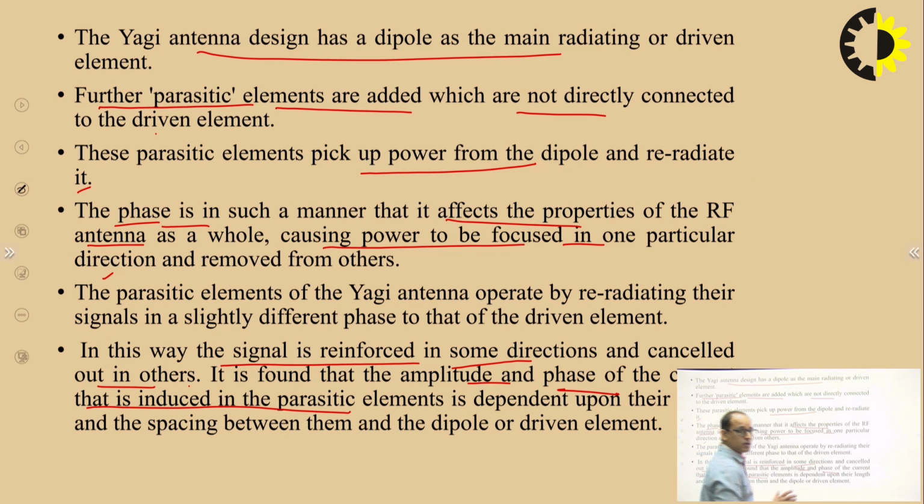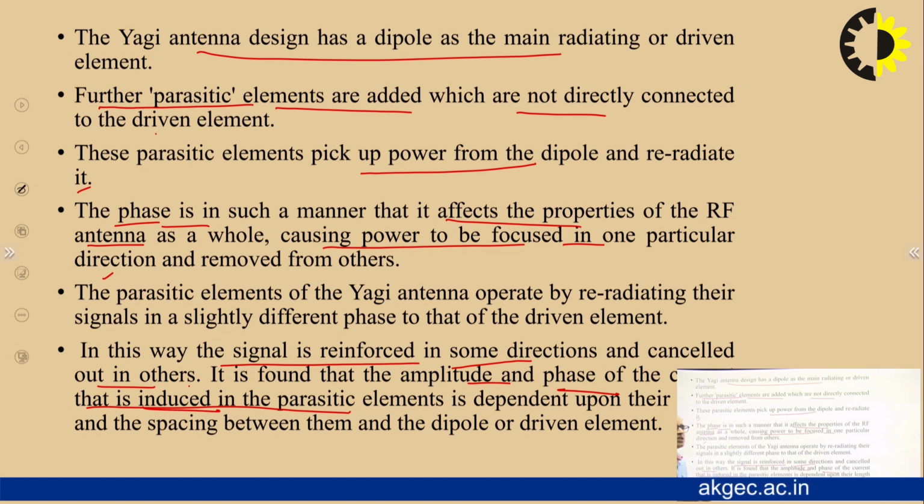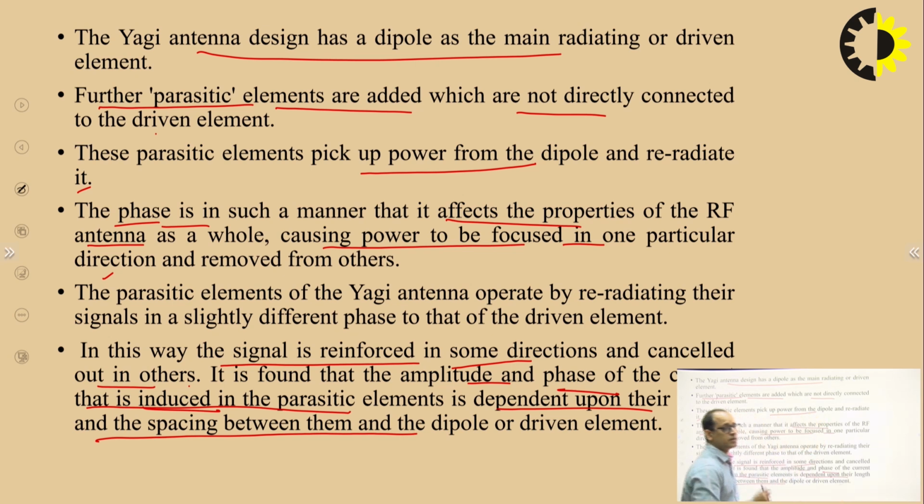The amplitude and the phase of the current which is induced in the parasitic element: how is this current induced? Because they are spaced apart from the active element, the current gets induced. If the induced current is in the same direction or same phase, the current in that direction will get added up, and if the induced current is in the opposite direction or opposite phase, the current in that direction will get subtracted. And it is all dependent upon the length and the spacing between them. I have alluded to the length and the spacing that define the amplitude and the phase of the current which is induced in the parasitic element.